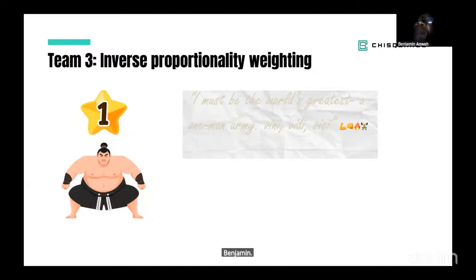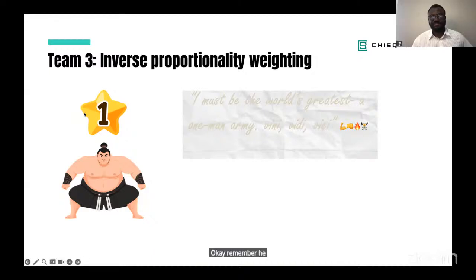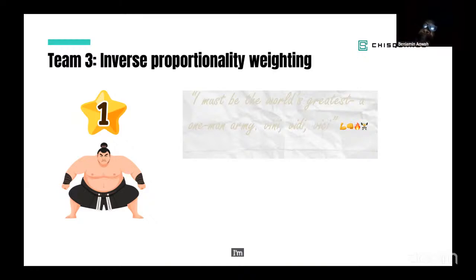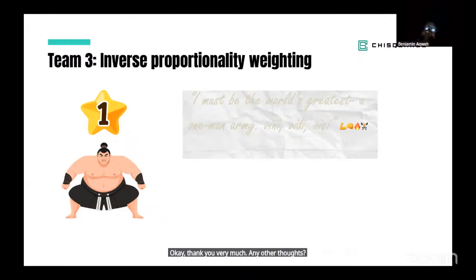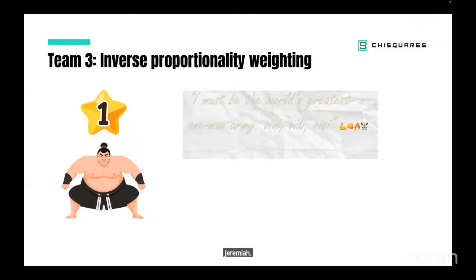Yes, good evening, Prof. I feel it's neither valid nor precise. Okay, remember he got first position here. Does that change your answer, or do you still stick with that answer? I'm still with the answer. Okay, all right, thank you very much. Any other thoughts or opinions? Jeremiah. Okay, thank you. I would say it's actually not precise, but it could be valid.